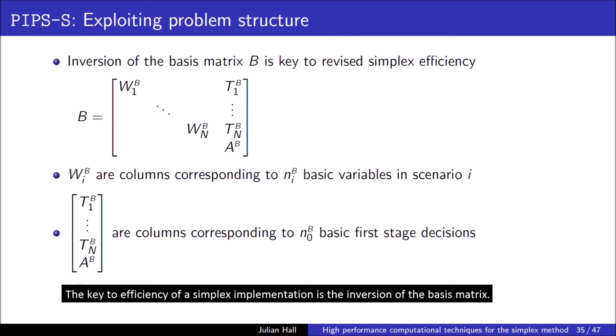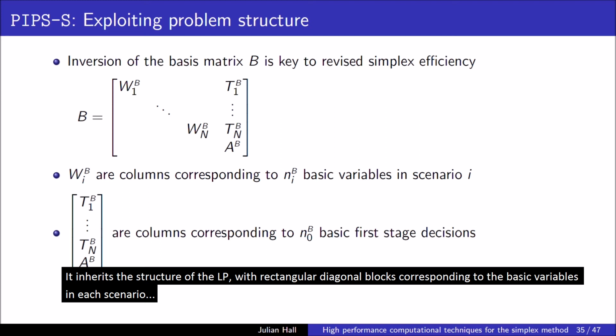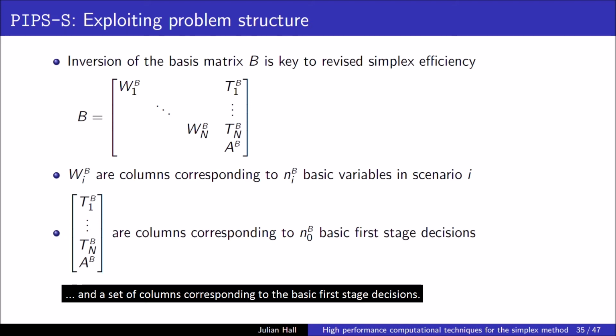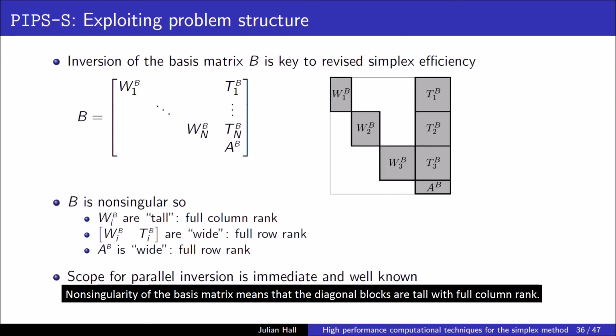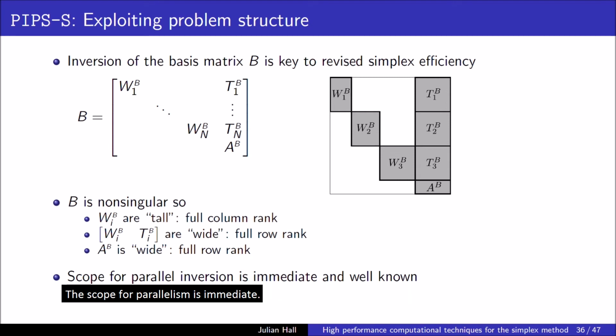The key to efficiency of a simplex implementation is the inversion of the basis matrix. It inherits the structure of the LP, with rectangular diagonal blocks corresponding to the basic variables in each scenario, and a set of columns corresponding to the basic first stage decisions. Non-singularity of the basis matrix means that the diagonal blocks are tall with full column rank. The scope for parallelism is immediate.